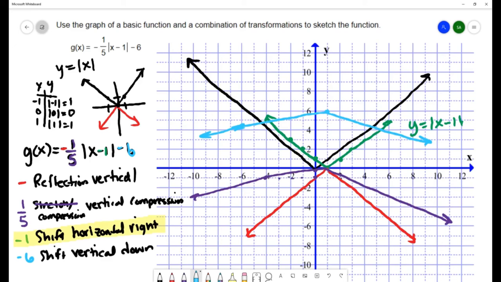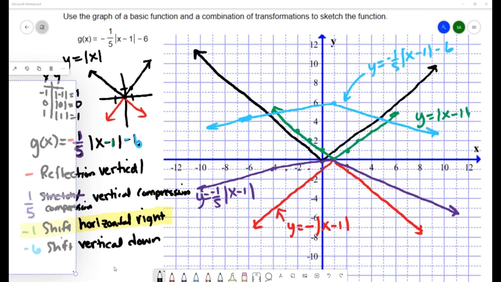Let me label them. So this one in blue is y equals -1/5 absolute value x minus 1 minus 6. That graph in red has y equals, that's got the reflection and the shift to the right. And then the one in purple has the reflection, the shift to the right, as well as the compression. I'm going to pause here and see what else we need to address.